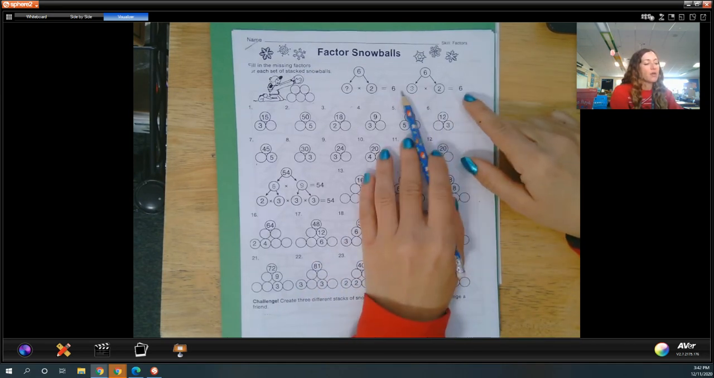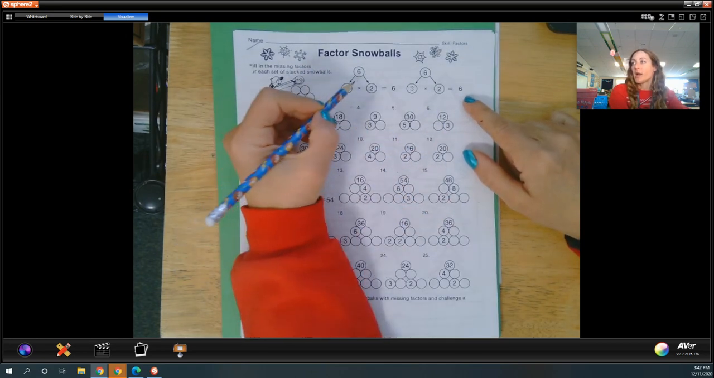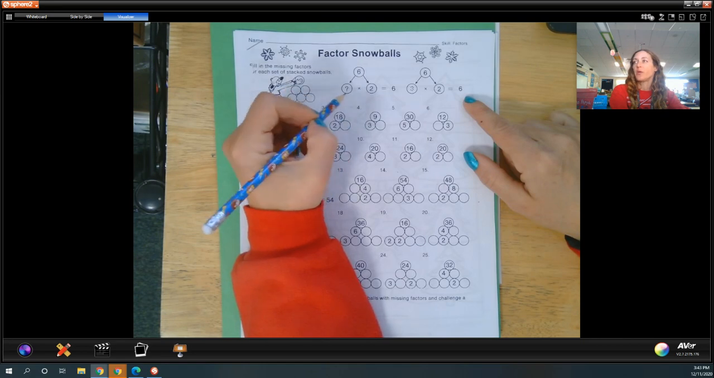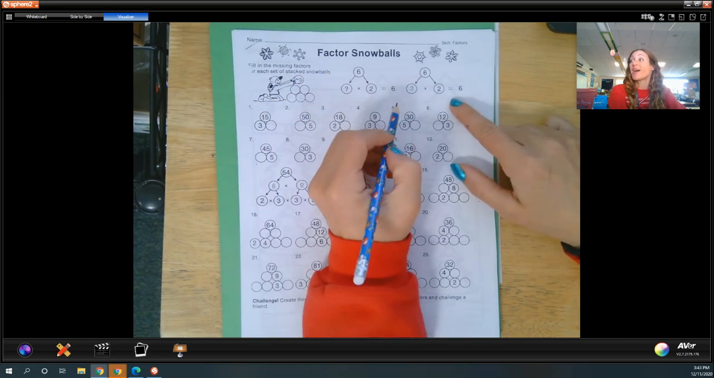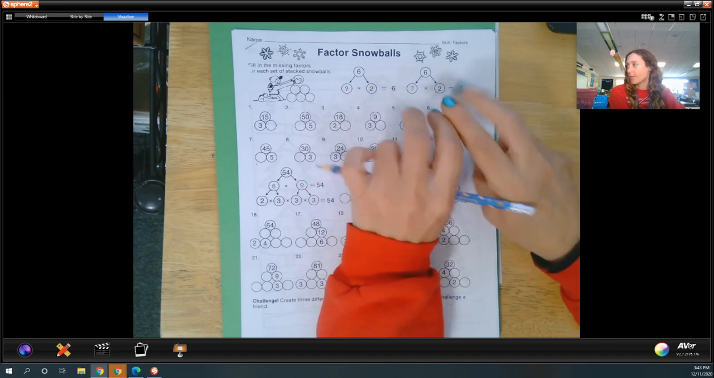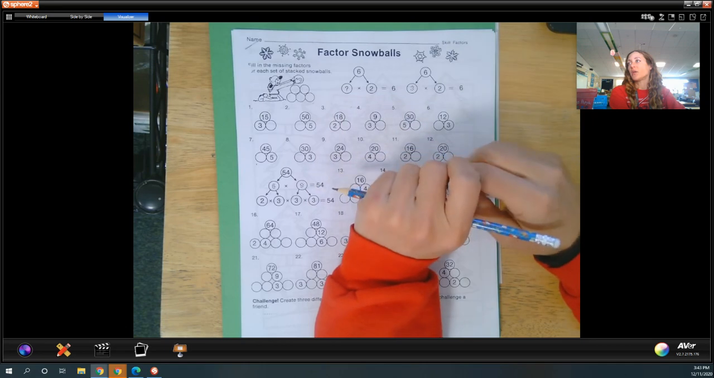We're making prime snowballs. Okay, so I'm going to look at my top number. I'm going to think, ooh, there's one number here. What times 2 is going to give me 6? Well, that is 3. And I cannot break those numbers up anymore, right? 3 cannot be divided by anything but itself or 1. And 2 is the only even number that is prime.